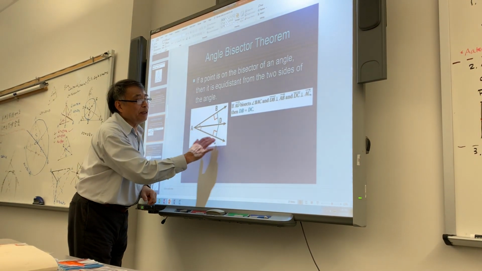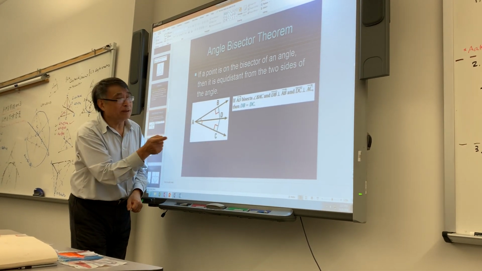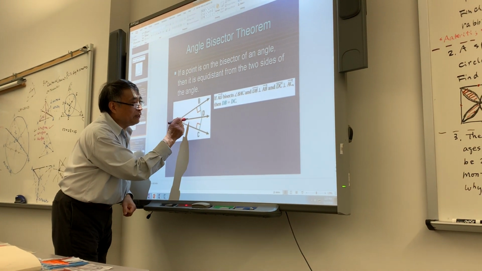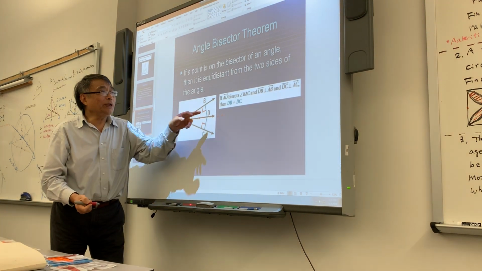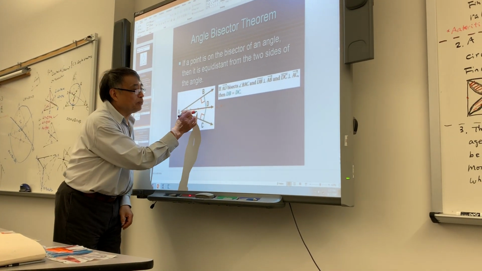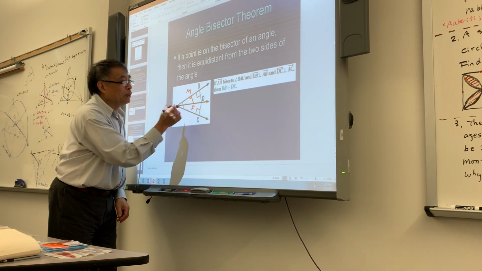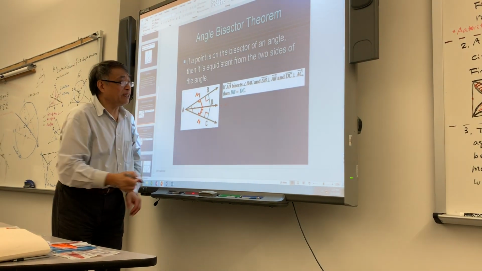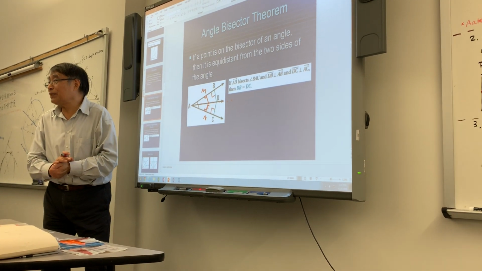If this is angle BAC, and AD is the angle bisector, then every point on AD, this point, this point, this point, is equidistant to the two sides of the angle. For instance, this point is F. F to M must be perpendicular. F to N must be perpendicular. FM and FN are equidistant. Do you understand, please?